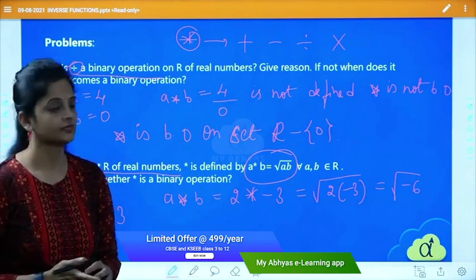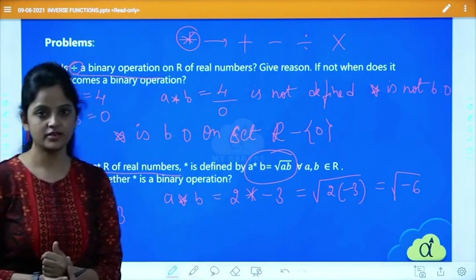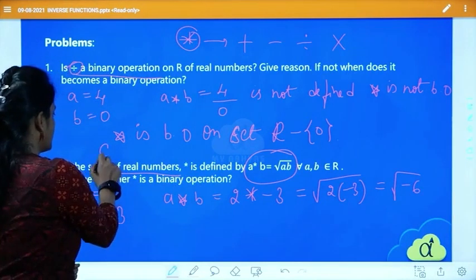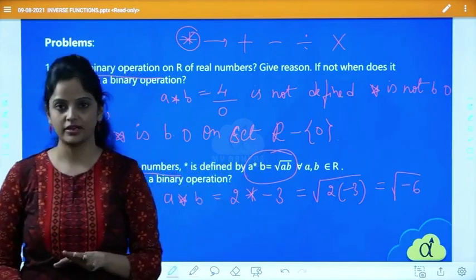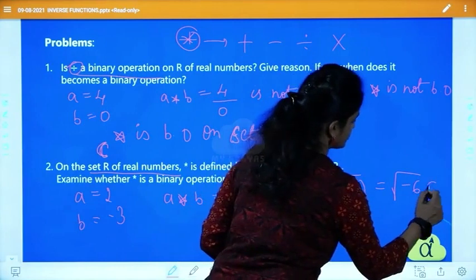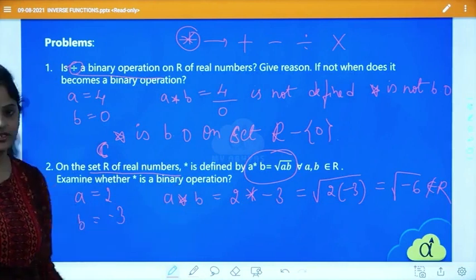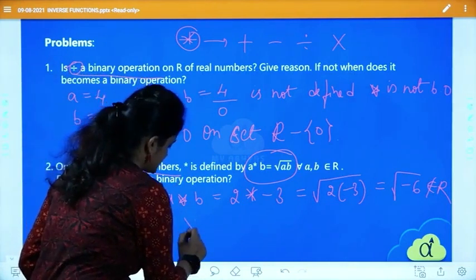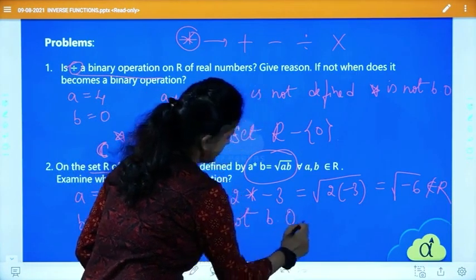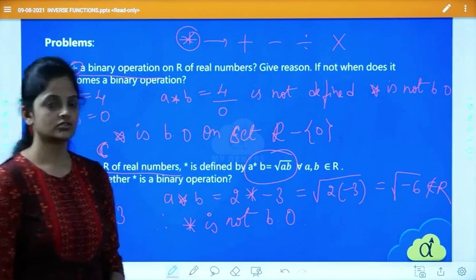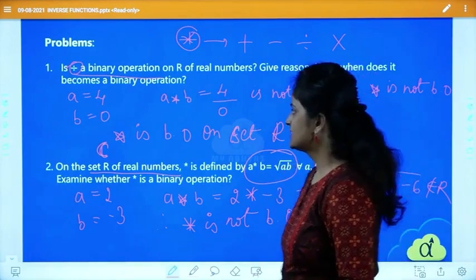Is it allowed? We are talking about real numbers. It's not allowed. When is this possible? When you take the set as complex numbers. When you take the set as complex numbers, this becomes a binary operation. This does not belong to R. When it is not belonging to R, then it cannot be. Therefore, star is not a binary operation. Got it? So here we are just checking which is a binary operation and which is not. So let's see the next problem.